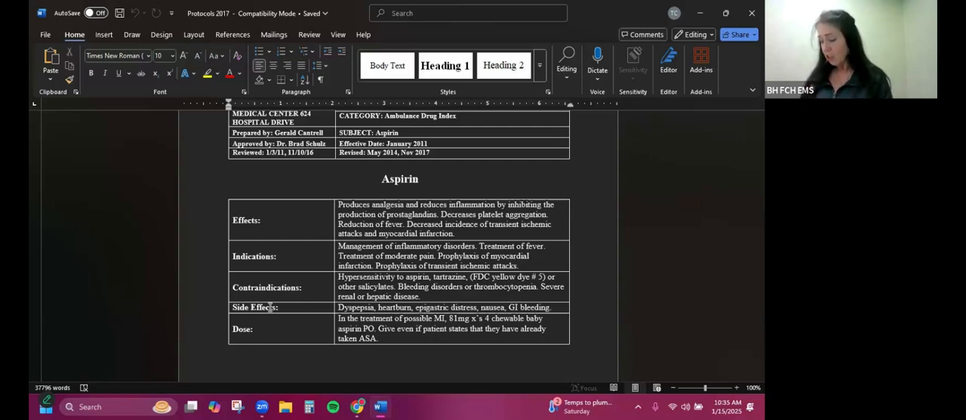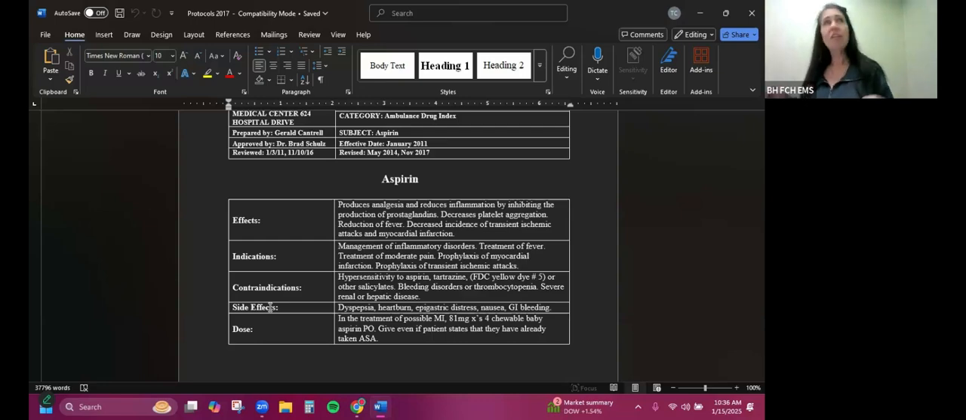The contraindications are hypersensitivity to aspirin, tartrazine, which is yellow dye number 5, or other salicylates. Okay, don't know all these big words. Okay, bleeding disorders, severe renal or hepatic disease. Some of your side effects, of course, are heartburn, gastric distress, nausea and vomiting, GI bleed, etc. Our doses will remain the same, 81 milligrams times 4 of the chewable baby aspirins, preferably PO.